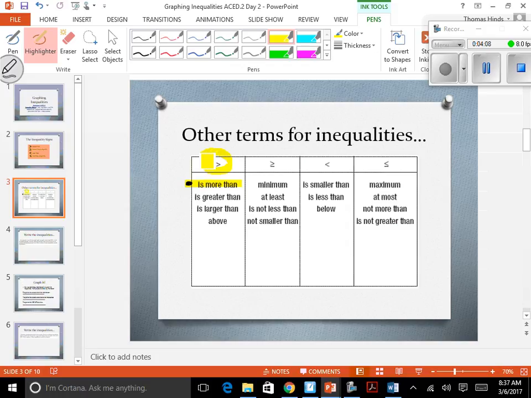For greater than or equal to, what are some of the words in a word problem that will come up? Let's see. Minimum. At least. Ooh, yeah. At least. Oh, please highlight at least.